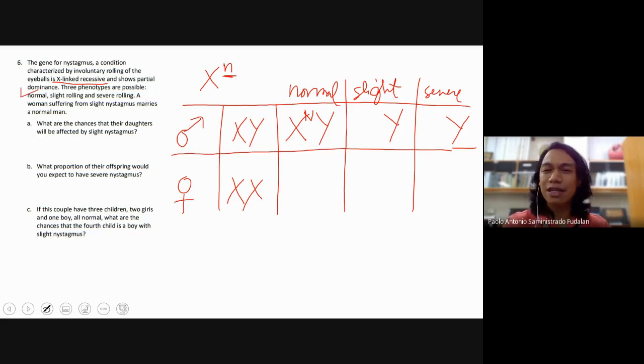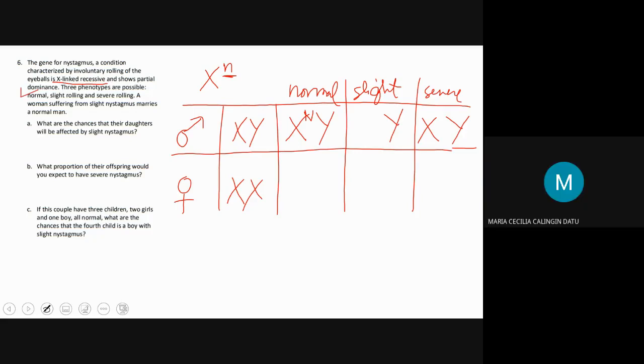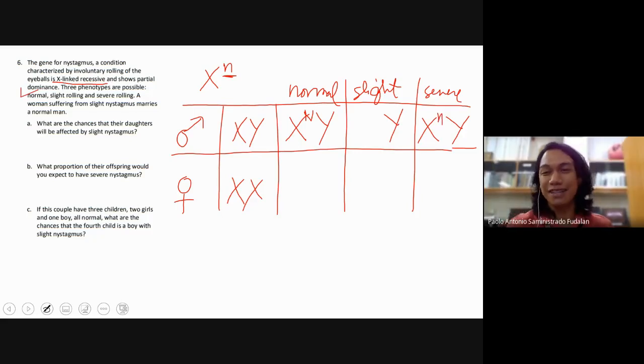Let's start first with severe. What will be the allele in the X chromosome of the male to make it severe? Small n. With that, there is nothing to partner with it because the partner is Y, so all you have is a severe nystagmus. But is it possible for males to have slight? No, sir, because you could only get one X chromosome. It could either be a capital N, you're normal, or a small n, you have severe nystagmus. So slight is out of the question for males. Males can either be just normal or severe.